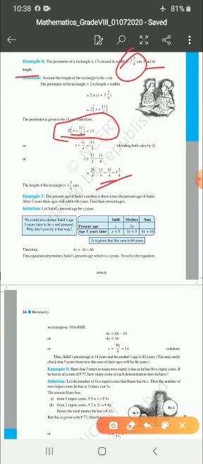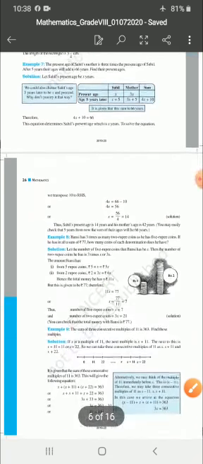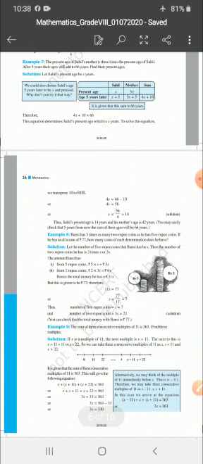Now coming to the next example. Example 7. The present age of Sahil's mother is 3 times the present age of Sahil.